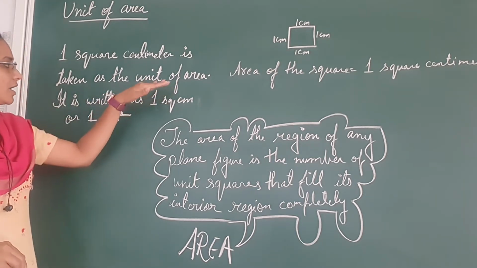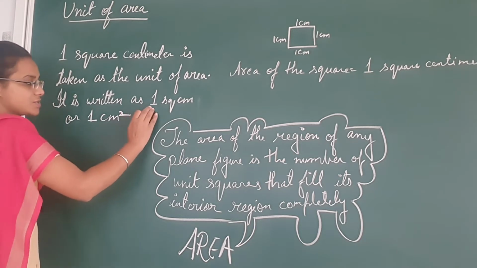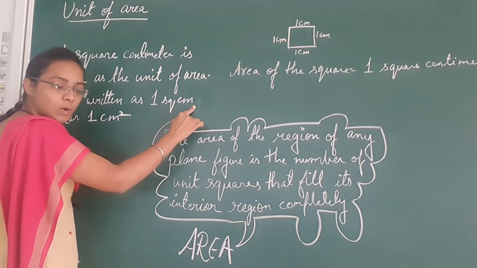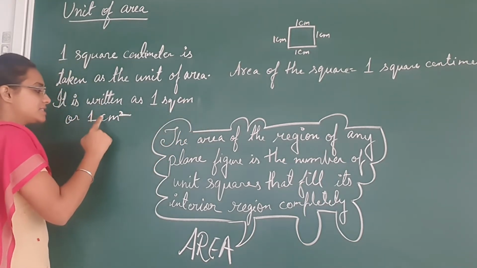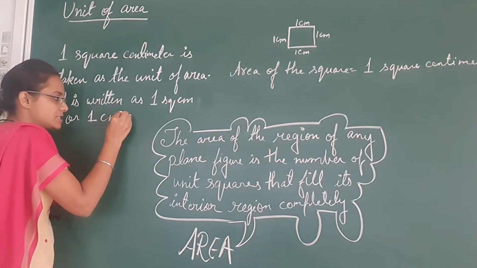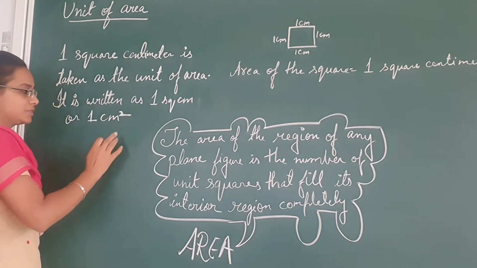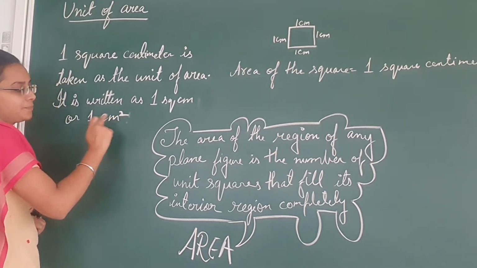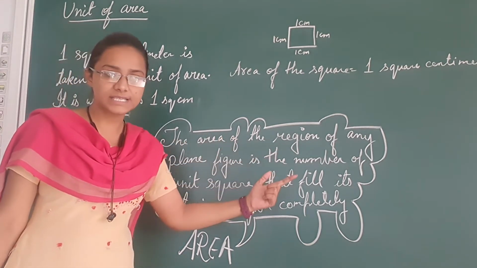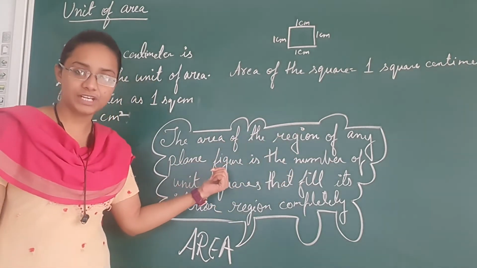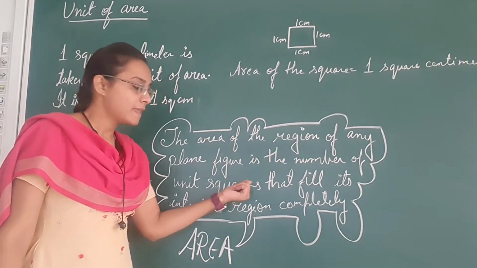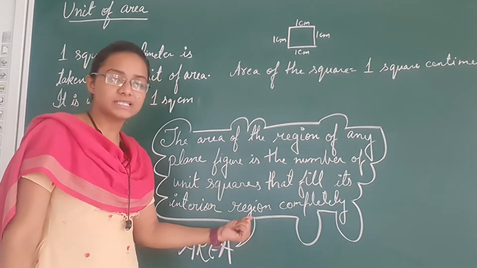It is written in short form as 1 sq cm, square centimeter. Or you can write 1 cm with power 2, writing a small 2 on the top. This 2 is written for square. So from this we have understood that the area of the region of any plane figure is the number of the unit surface squares that fill its interior region completely.